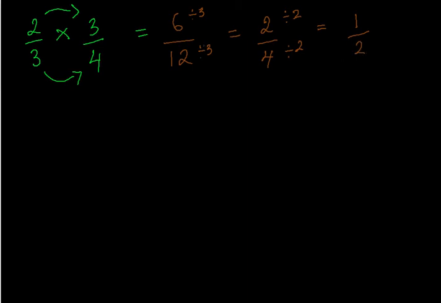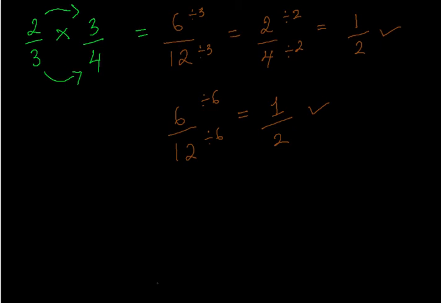Now, I know some of you might say, well, you could have divided the 6 by 6 and the 12 by 6, and it's true. And you are allowed to do that. I could have divided the 6 by 6 and the 12 by 6, and I know for a fact 6 divided by 6 is equal to 1, and 12 divided by 6 is equal to 2, and you can see that we've got the same answer here. Okay?